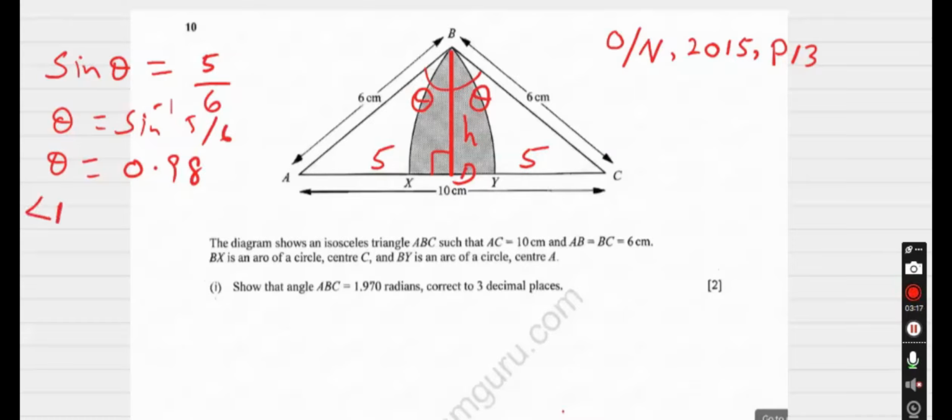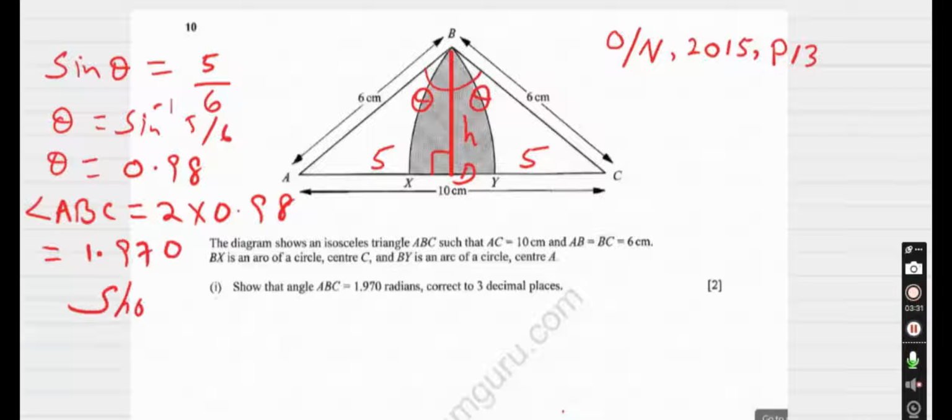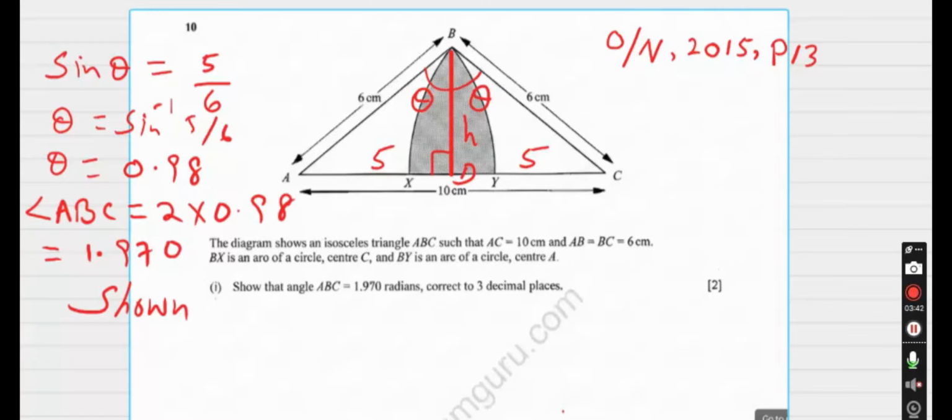Therefore, angle ABC is equal to 2 multiplied by 0.98, and your answer is 1.970 radians, shown. This is your answer of part number 1. Hope you understand completely. Now, what is part 2?